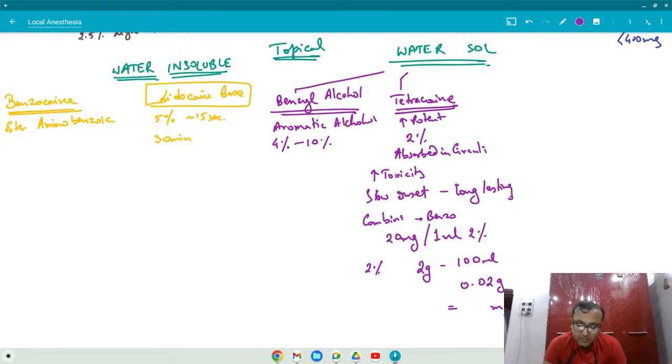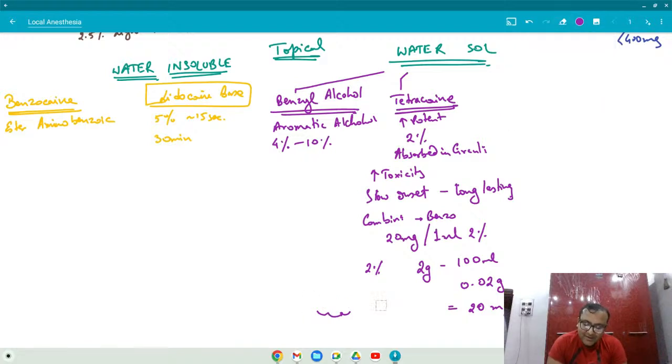See, 0.02 multiplied by 1000. So what happens is the decimal goes in this direction. When you multiply, decimal shifts to the right side. When you divide, decimal shifts to the left side. So it is supposed to be 20 milligram. Okay.